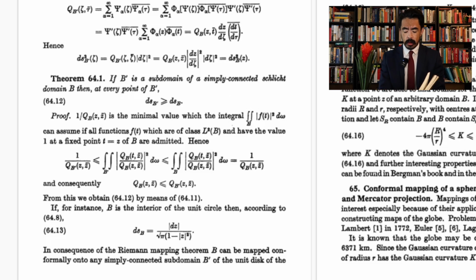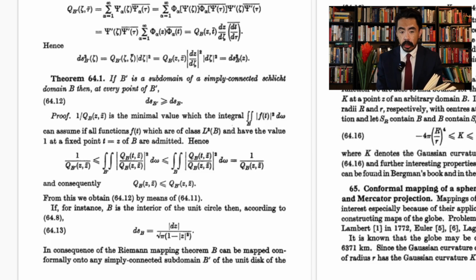Theorem 64.1. If B prime is a subdomain of a simply connected Schlicht domain B, then at every point of B prime, ds sub B prime is greater than or equal to ds sub B. The proof is as follows.